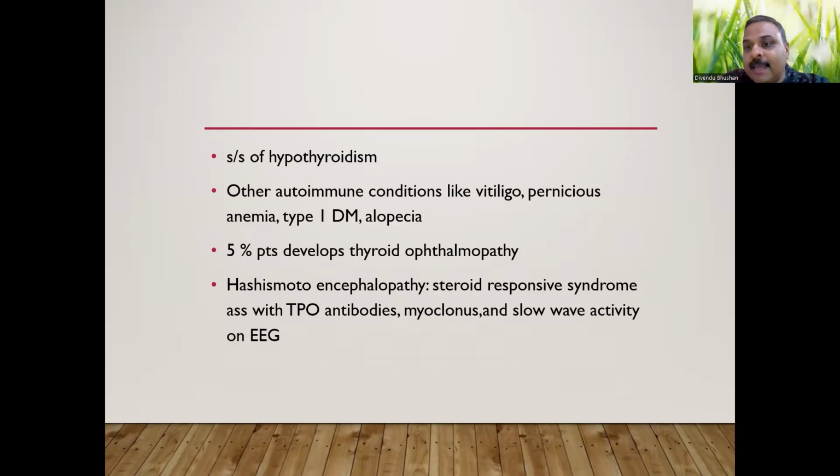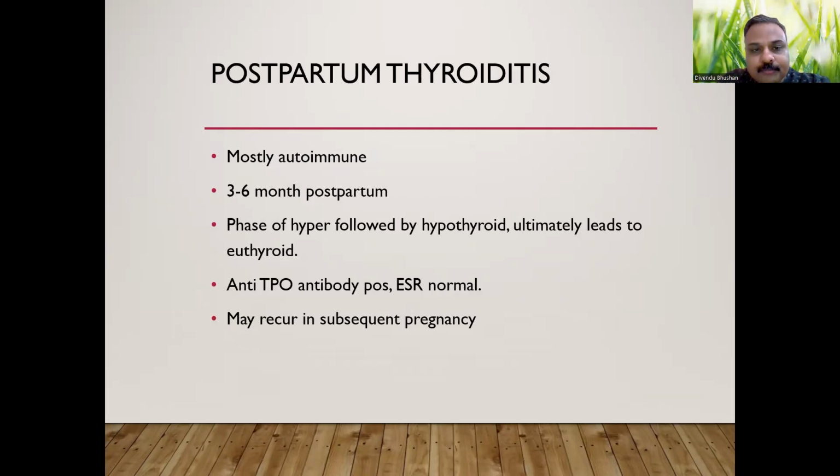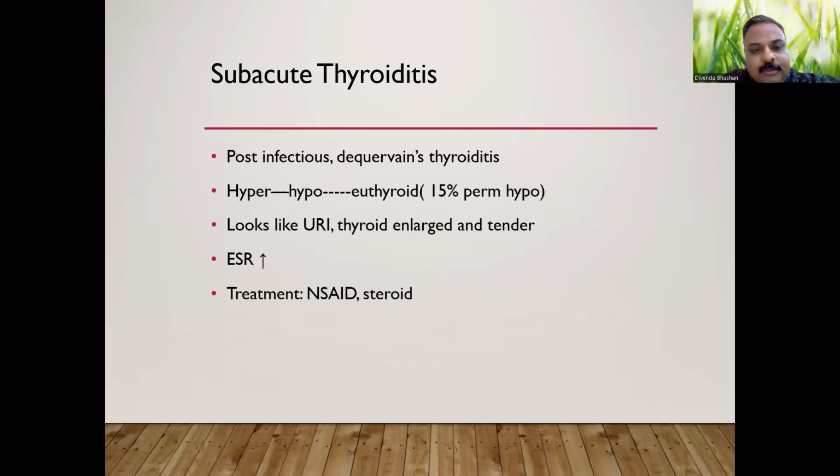So thyroid ophthalmopathy can be a feature of Graves' disease and can be found in autoimmune thyroiditis also. Hashimoto encephalopathy is a close cousin of Myxedema Coma. It is a steroid-responsive syndrome associated with TPO antibodies, myoclonus, and slow wave activity on EEG. Postpartum thyroiditis, a few words: it is mostly autoimmune. It occurs mostly 3 to 6 months postpartum. It has phases like hyperthyroidism followed by hypothyroidism, and ultimately euthyroidism. Mostly the patients are ATP antibody positive and ESR is normal.